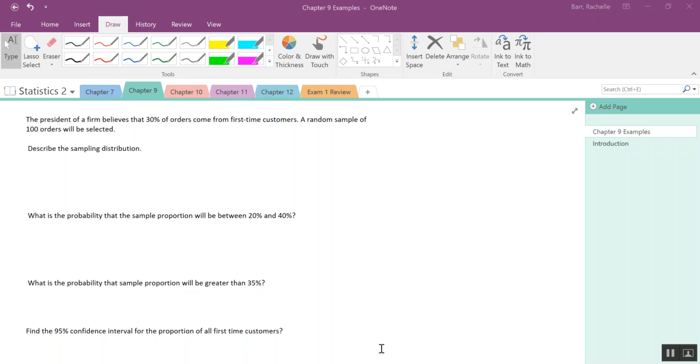Hello, statistical scholars. Today I'm going to show you a brief example using the sampling distribution. So I'm going to start by reading the example, make my plan, and then I'm going to take it into action.